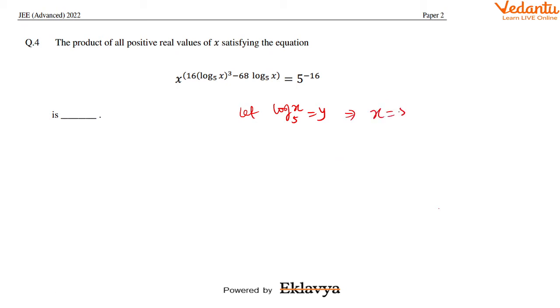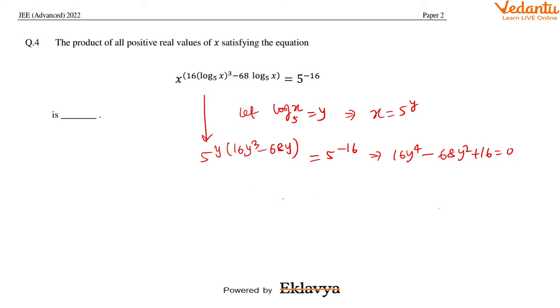x would be 5 raised to the power y. Rewriting the equation in terms of y, replacing x by 5 raised to the power y, the power is 16y cubed minus 68y is equal to 5 raised to the power minus 16 on the right hand side. From here you can write 16y raised to the power 4 minus 68y squared plus 16 equals 0.